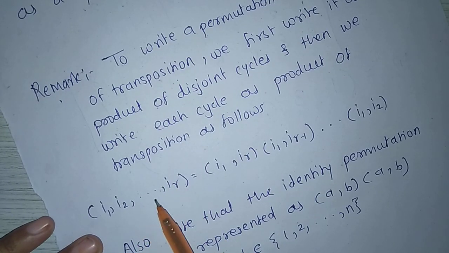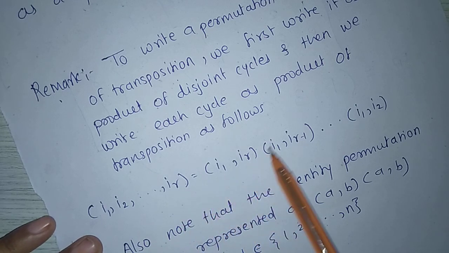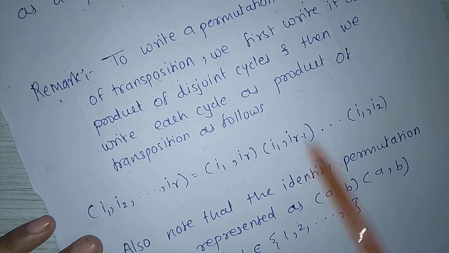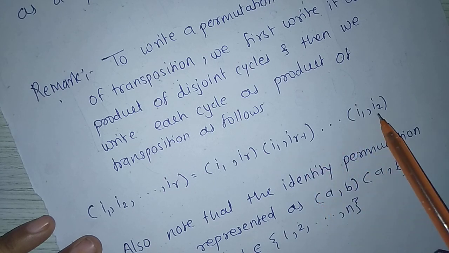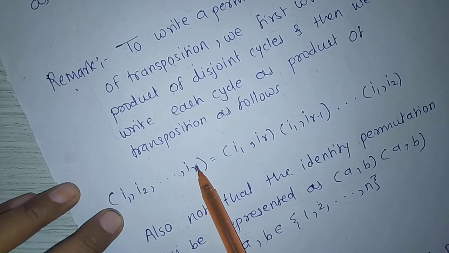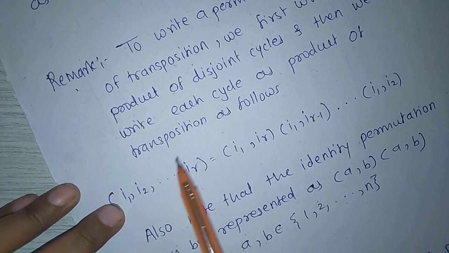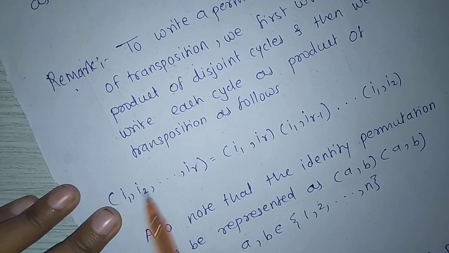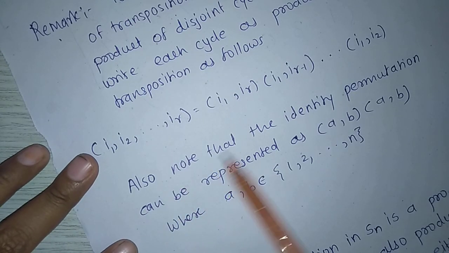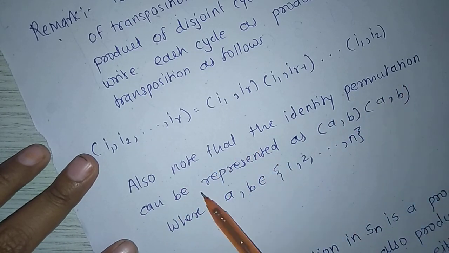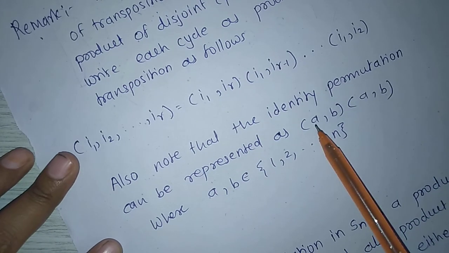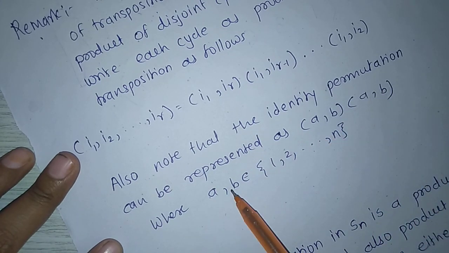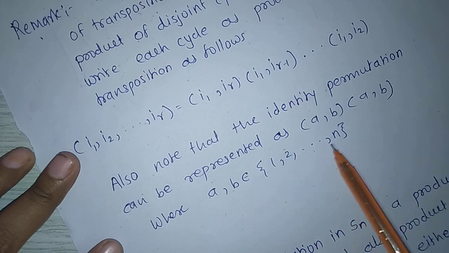(i1 i2 ... ir) equals (i1 ir)(i1 i(r-1)) and so on (i1 i2). Also note that the identity permutation can be expressed as (a b)(a b), where a, b belong to the set {1, 2, and so on, n}.